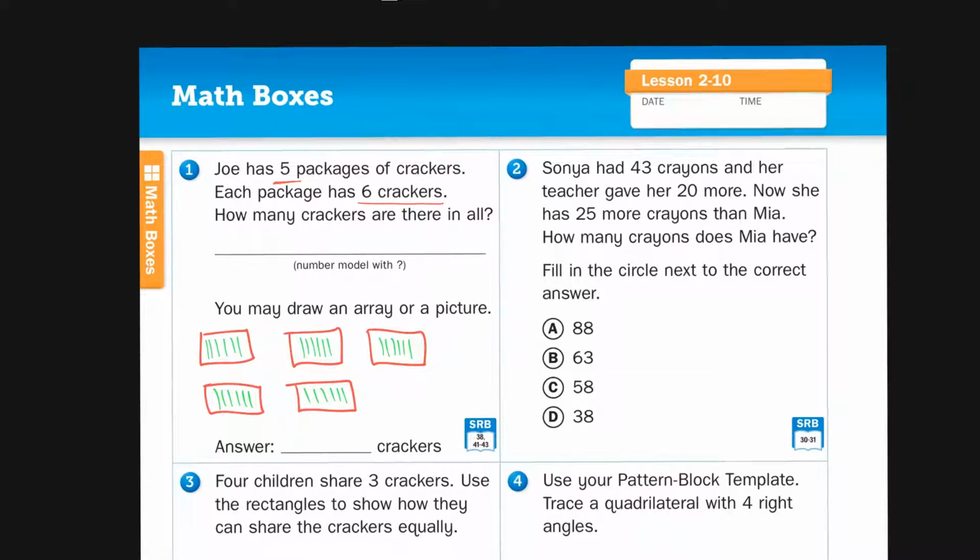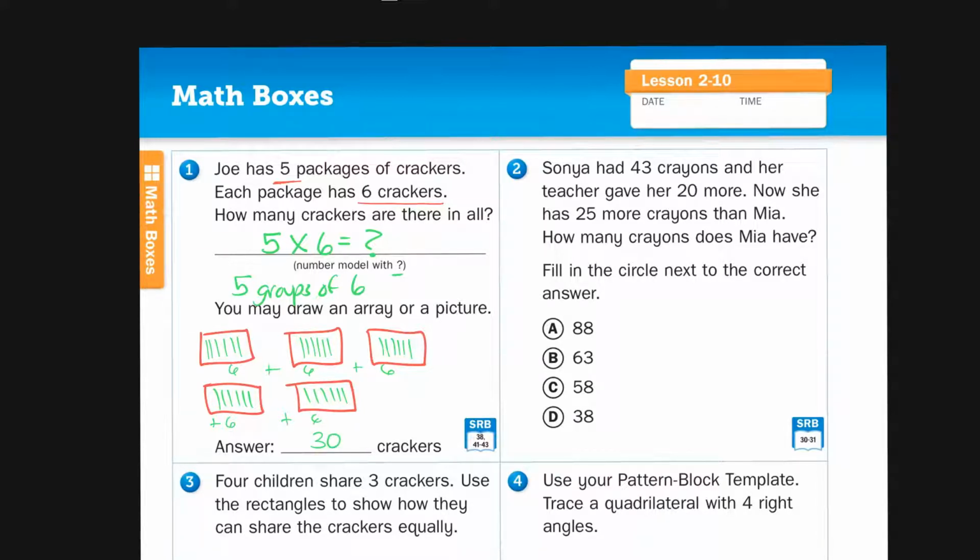So if I look at that language, 5 groups of 6, I know I can write that as my number model. 5 groups of 6 equals question mark, because I need to have my number model with a question mark. So now what I can do is I can count by 6. 6 plus 6 is 12, plus 6 more is 18, plus 6 more is 24, plus 6 more is 30.